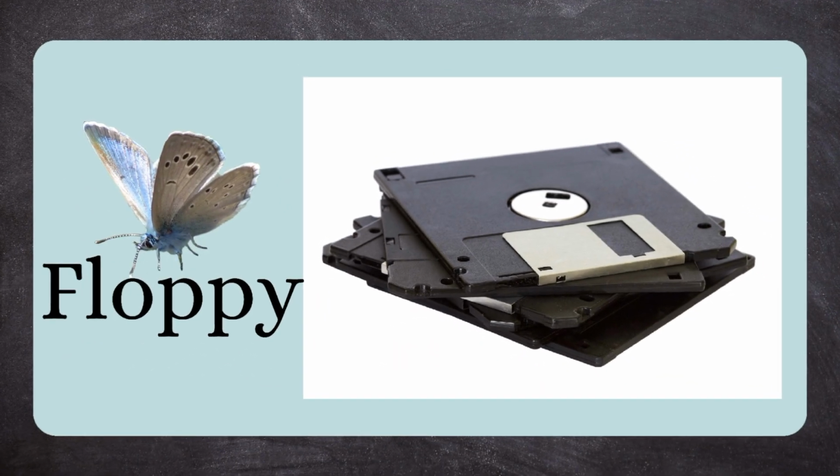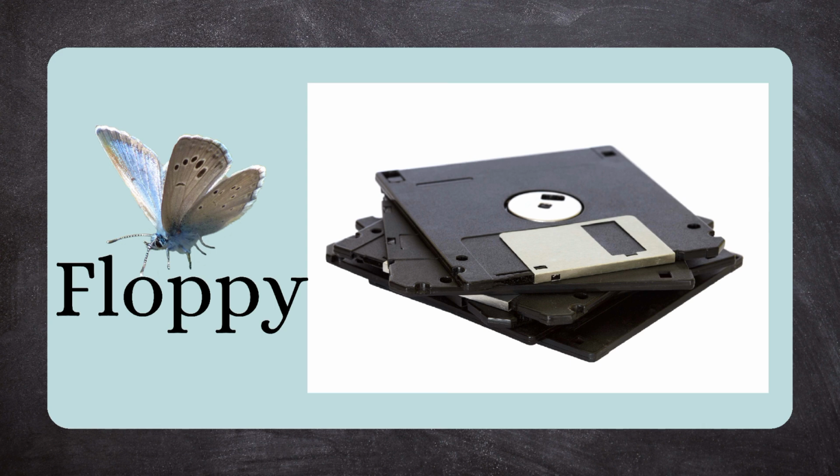Number 5 is floppy. Floppy disks are a type of magnetic storage medium that were widely used for data storage and transfer from the late 1970s through the late 1990s. They typically come in 3.5-inch and 5.25-inch formats, with the 3.5-inch disk being the most common, capable of storing 1.44 MB of data. Floppy disks were used for various purposes including software distribution, file sharing, and data backup.